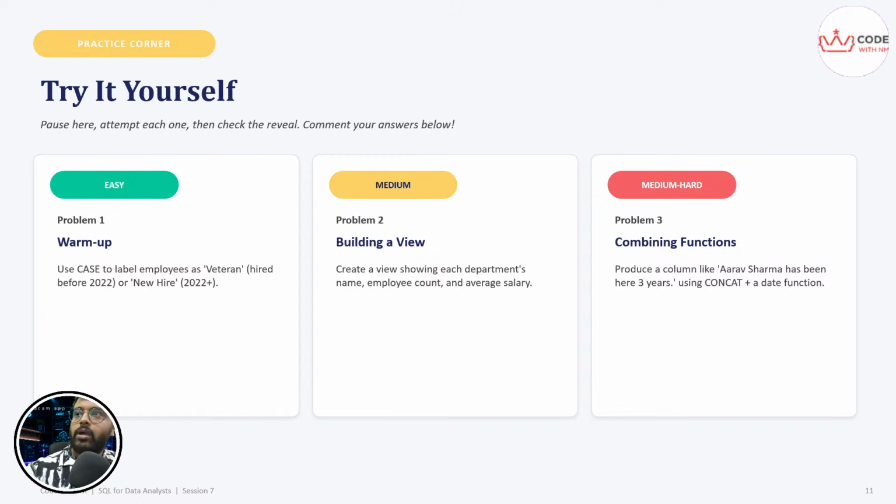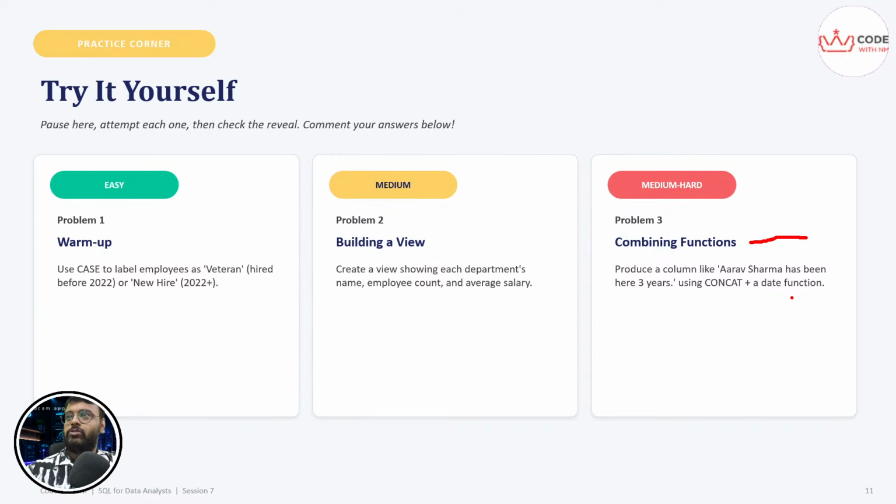The question is combining functions. So this is the hint. We need to use functions and produce a column name like "Arav Sharma has been here 3 years" using concat plus a date function. Understood? They are asking us to generate a column which should hold data like this: Arav name has been here 3 years.